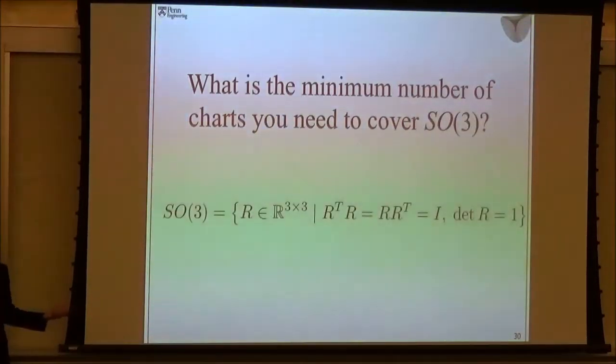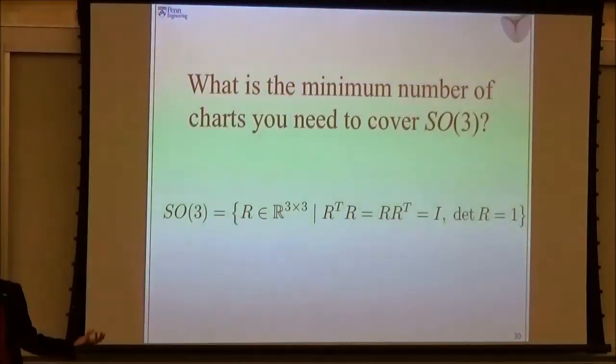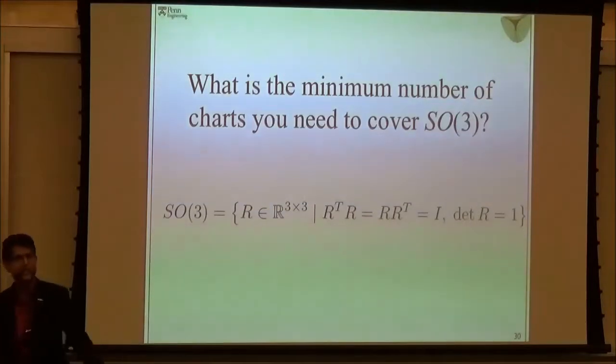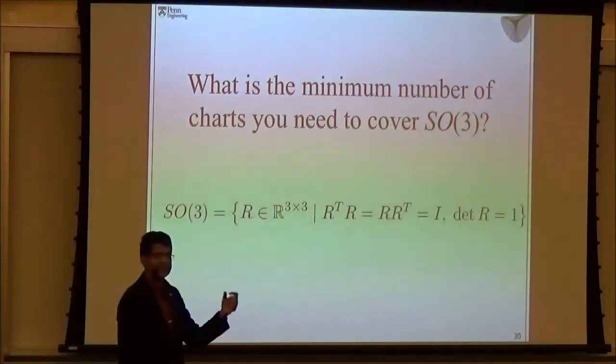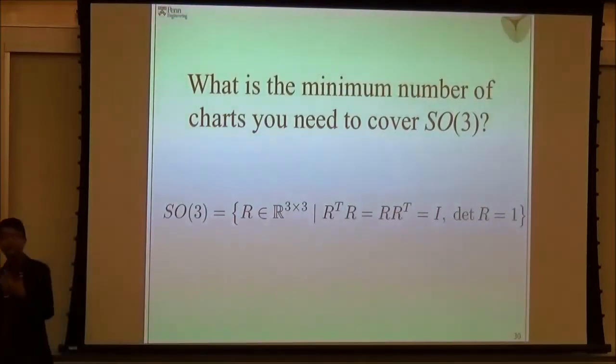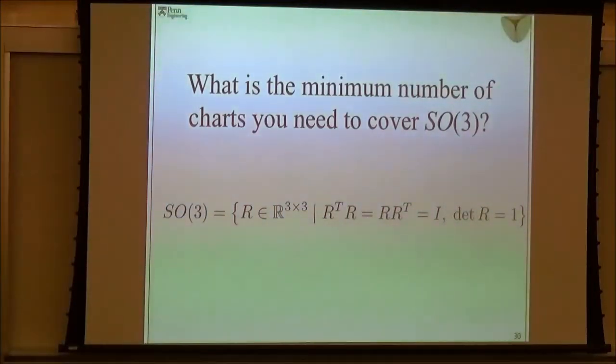This is slightly harder, right? So now let's take SO3. Let's take rotation matrices. We've heard about quaternions. We've heard about exponential coordinates. The fact is that even your best representation is going to have some issues on SO3. One chart will not suffice. How many charts do you need for SO3?